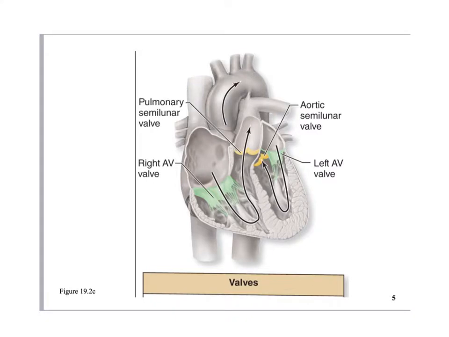The valves. Okay? You have semilunar valves: the pulmonary semilunar valve, which separates the pulmonary trunk from the what? Right ventricle. Okay? And then you have the aortic semilunar valve, which separates the aorta from the left ventricle. There are atrioventricular valves.